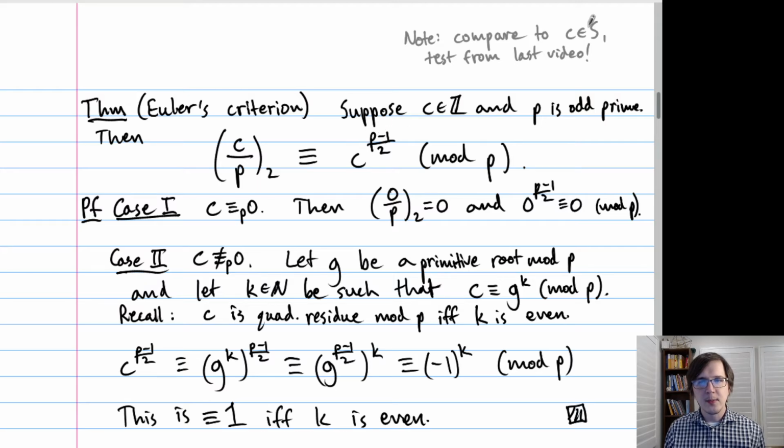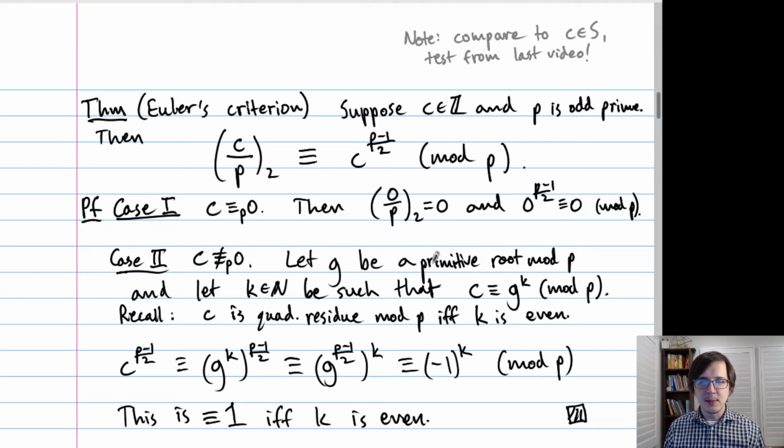And so in that video, when C was in S1, then this was congruent to 1. And if it wasn't, then it's not congruent to 1. So in this, the new thing is that it's congruent to -1 if it's not congruent to 1 or 0. So case 1, we'll handle this one right off the bat, which is when C is 0 mod P. And then we can just compute both sides. 0 to the power of something is 0, and the Legendre symbol of 0 is 0. So it's 0.